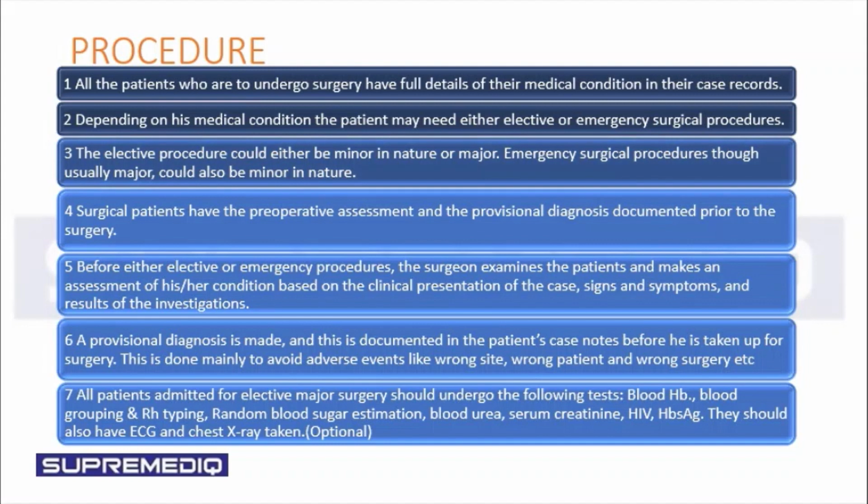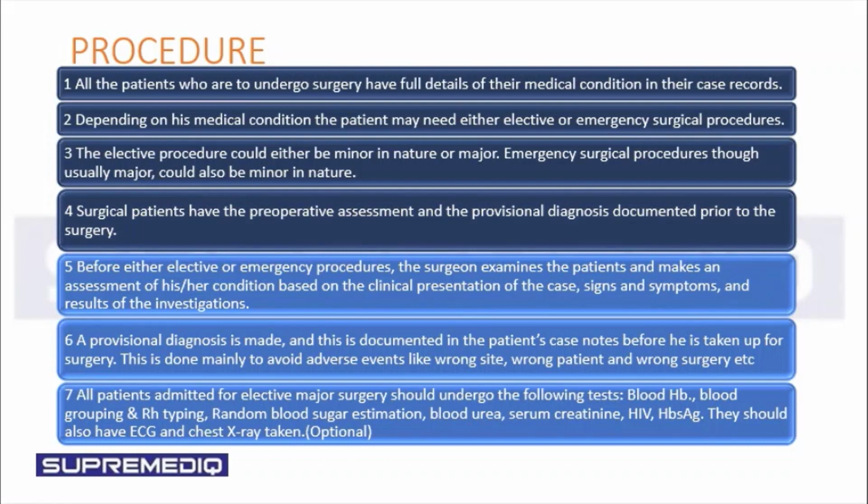Before either elective or emergency procedures, the surgeon examines the patient and makes an assessment of his/her condition based on the clinical presentation of the case, signs and symptoms, and results of the investigations. A provisional diagnosis is made and this is documented in the patient's case notes before he is taken up for surgery. This is done mainly to avoid adverse events like wrong site, wrong patient and wrong surgery, etc.